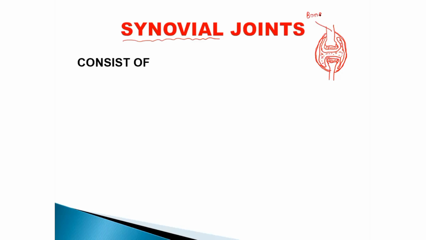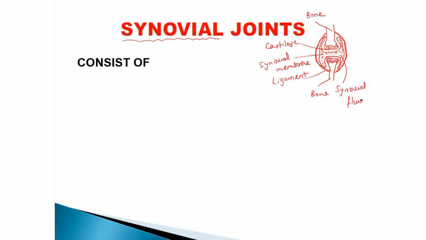You can say this is bone. Again, we can say this is bone. This is nothing but ligament providing bone to bone attachment. And on the surface of bone, what do you have? You have cartilage. Then there is a very important membrane called the synovial membrane. The synovial membrane is responsible for producing a fluid. That fluid is called synovial fluid.